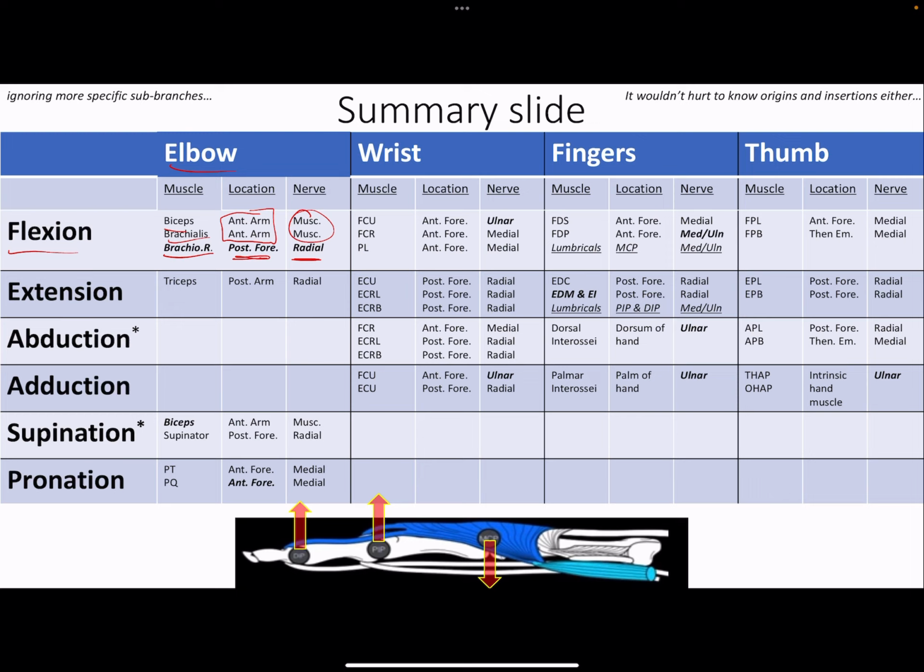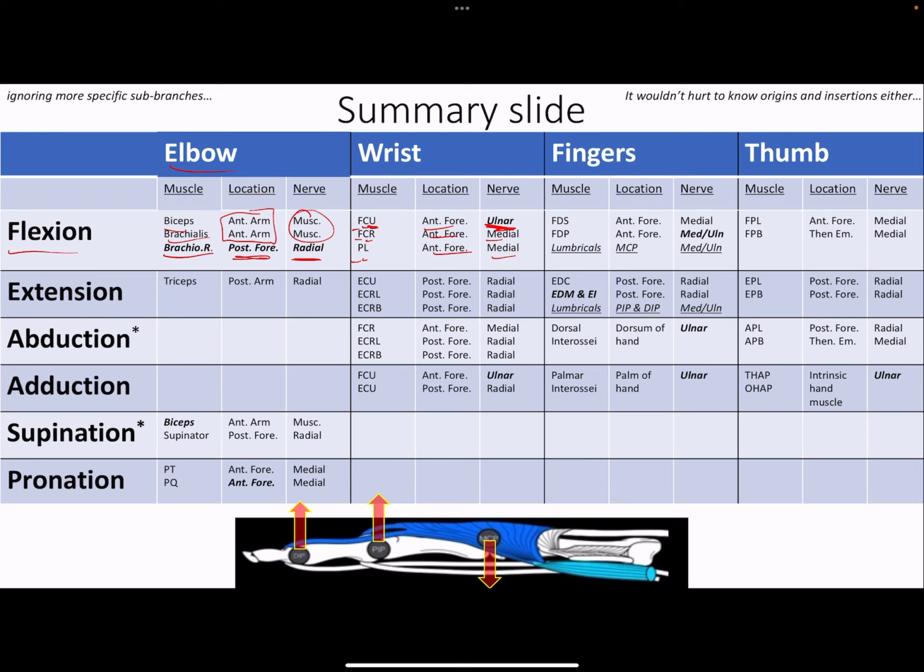For the wrist, flexor carpi, boom, done. Palmaris longus as well. Remember, like 15% of people don't have this, and so it's less important. All of this is the anterior forearm. All of these are median nerve, except one exception, the FCU. It's not too crazy because it is ulnar. This is innervated by the ulnar nerve.